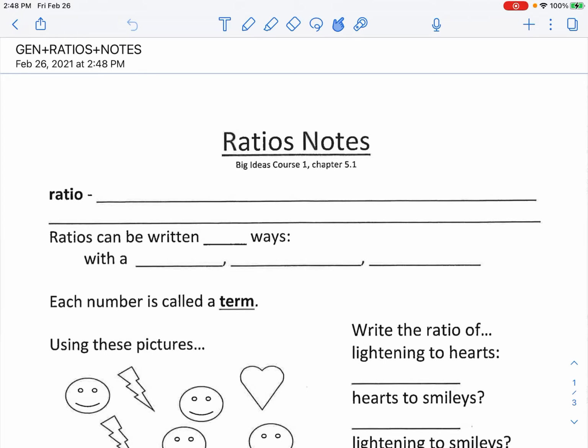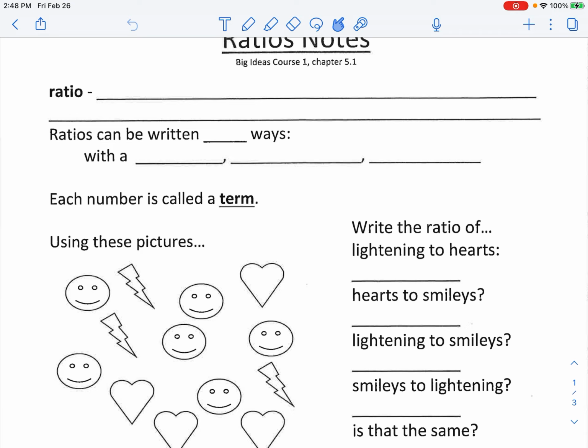Good morning, everyone. All right, we are starting chapter 5, and our first lesson is on ratios. So if you are at home today, sick or quarantined or couldn't make it to school or just want to review, here are our notes on ratios. Make sure that you split your screen on your iPad. Make sure you have these notes uploaded, and you should be filling in your notes as you're watching the video.